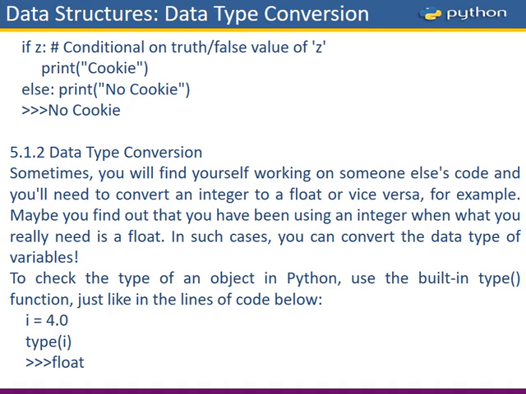So to check the type of an object in Python, we use the built-in type function. Like this example code below, we have i equal to 4.0 and we want to look at the type of that value. So we have i equals 4.0, then type of i. Python generates the type of i, which is float, because the value of i is 4.0, a floating point decimal.